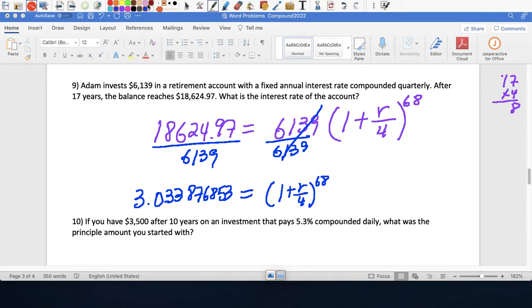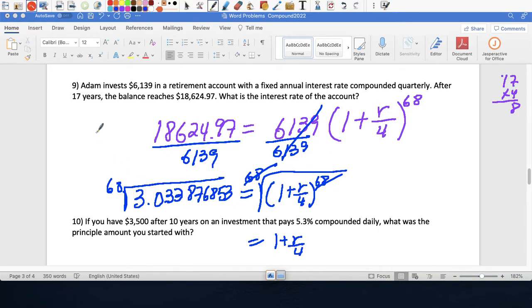So repeat the process. Take the 68th root on both sides. That and that goes away, which gets rid of that exponent for us. So we get 1 plus r over 4. On this side, what are we going to enter first? We're going to enter 68. So again, we press 68, and then second function, and then this.